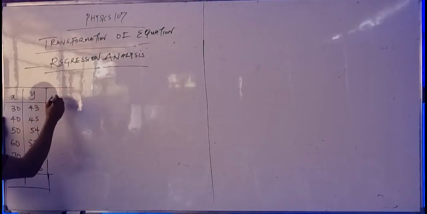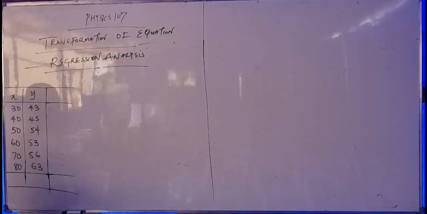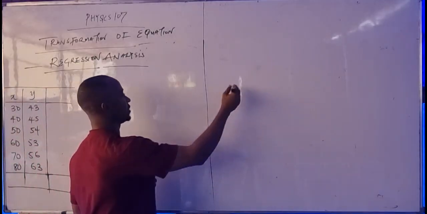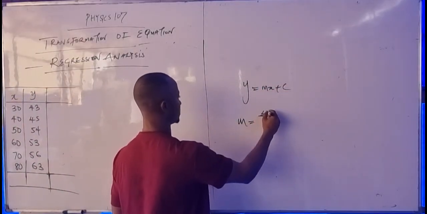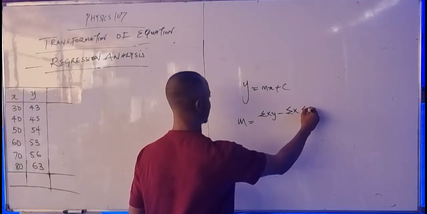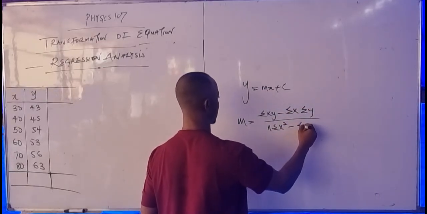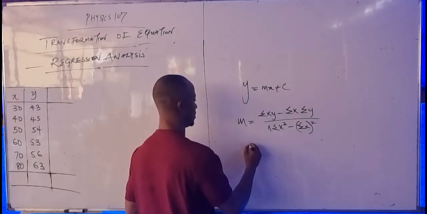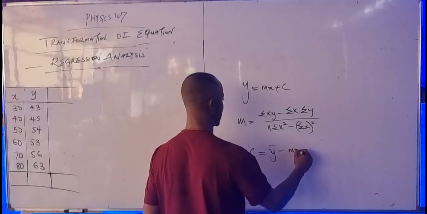We are given this, right? And we have to find what first? The line of best fit. From the formula I gave us, y equals mx plus c, where m is n times the sum of xy minus the sum of x times the sum of y, over n times the sum of x squared minus the sum of x all squared, and c equals y bar minus m x bar.